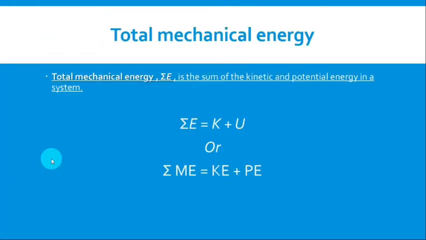Let's continue. Now we want to talk again about mechanical energy. At the beginning of this chapter, we said that mechanical energy is the sum of kinetic and potential energy. So, total mechanical energy, sum of E, is the sum of kinetic and potential energy. Here is the formula for it. You can write it this way or you can write it this way. Mechanical energy equals kinetic energy plus potential energy.